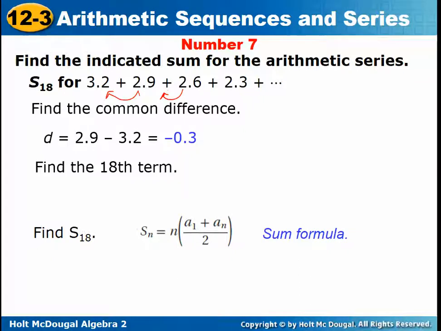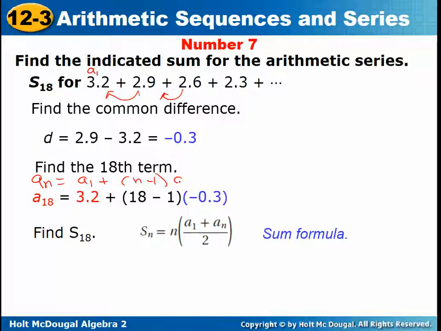Next step is to find, we know that a sub 1 is 3.2, but we don't know the 18th term yet. That's why we needed the common difference. There's no common difference in the sum formula, but we need it to find a sub n when you're given a list of your series. So for the 18th term, we plug into the general formula, a sub n equals a sub 1 plus n minus 1 times d. You're probably getting close to memorizing that.